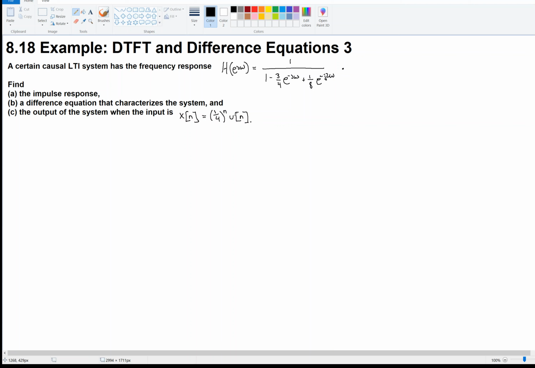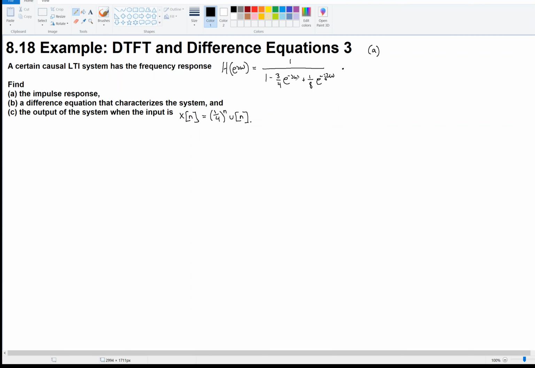is this thing here. All right, I think we're going to need a little bit of space here, so I'm going to come to the right and solve A. So, first of all, for A we know that the impulse response is the inverse transform of the frequency response. So we need to inverse transform this thing.